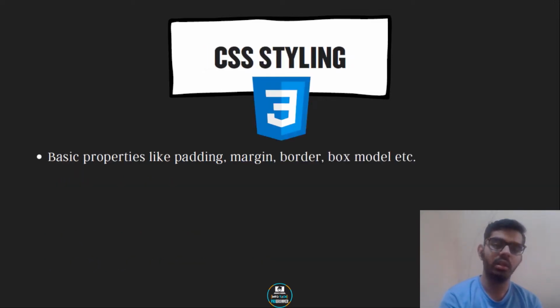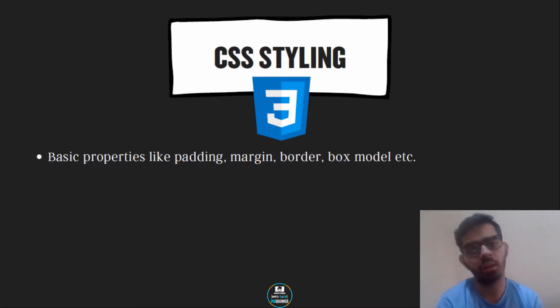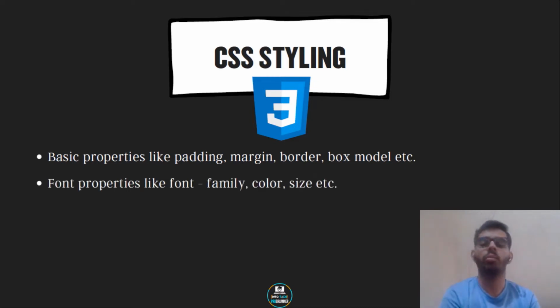And then we have CSS styling. After HTML, we should start learning CSS. And there are some basic things in CSS like padding, margin, box model, border, etc. So in the starting of CSS, we will learn these things. And then we should learn font properties and font family, color, size. That is, the properties of font, how we can enhance the font, how we can change the font.